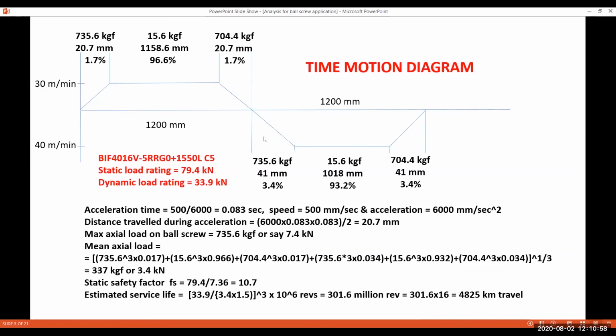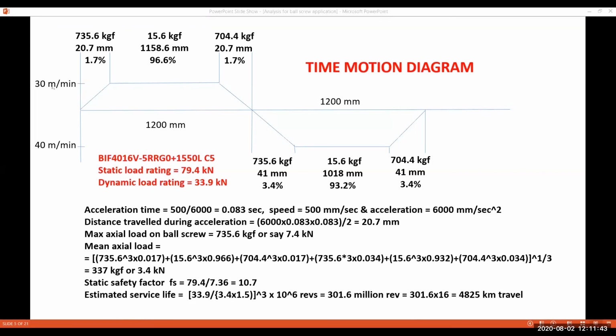That means, let us say the horizontal table we saw in the sketch moves 1200 millimeter forward and backward, assume for a minute. It moves at 30 meter per minute forward at 6 meter per second squared acceleration. 6 meter means 6000 millimeter per second squared. So we calculate the acceleration time, right? V equals U plus AT. So time is calculated as 0.083 seconds.